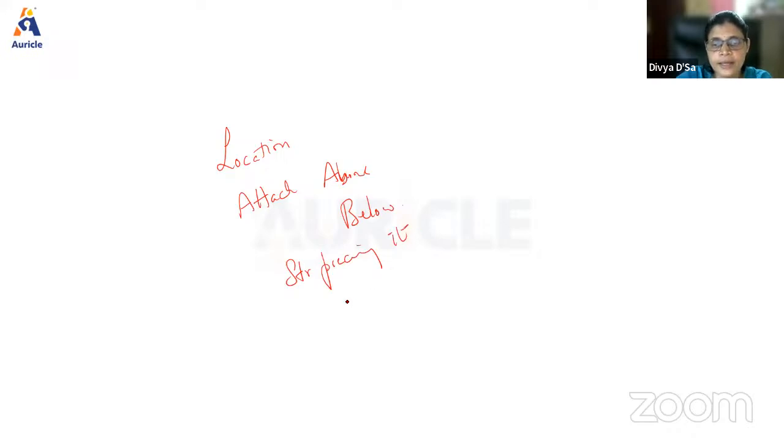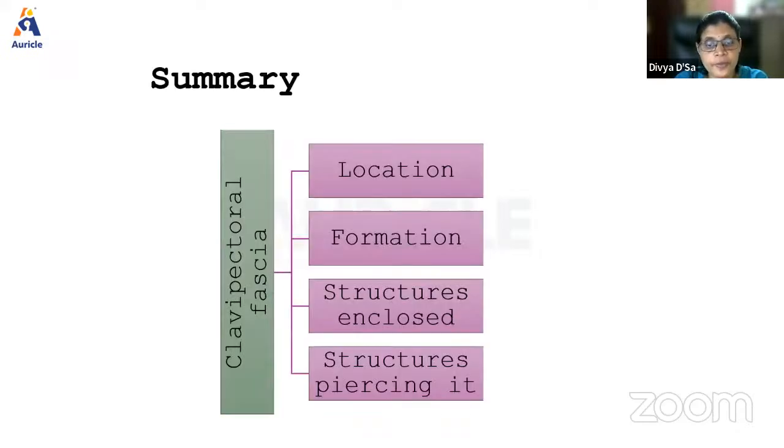So its location, where it is, its attachment, above and below. Where is the attachment? And then you talk about the structures piercing it, as well as structures enclosed by it. Enclosed by it are two muscles, pectoralis minor as well as subclavius.